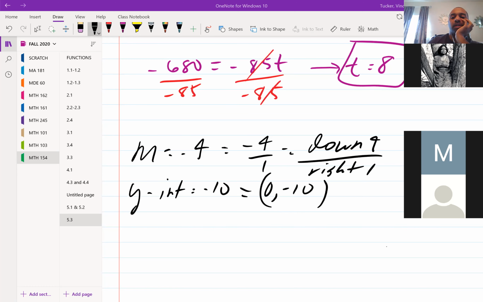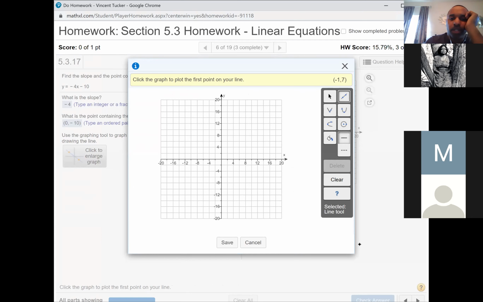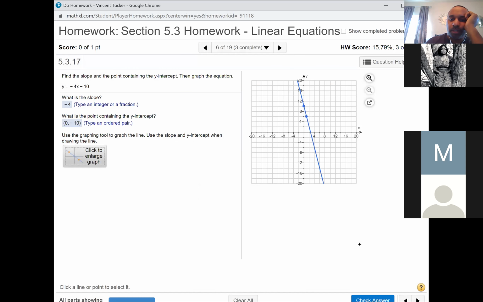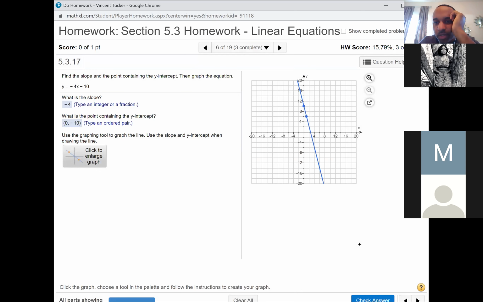Okay, so let's try it out. So I need my line right here. I'm going to go 0, -10, which is right here. And then from that, I'm going to go down. Hold up. Oh, we're going by twos. 2, 4. And then right 1, something like that. Hopefully that'll work for me. So I didn't go up good enough. Oh no, it was -10. That's right. It was -10.